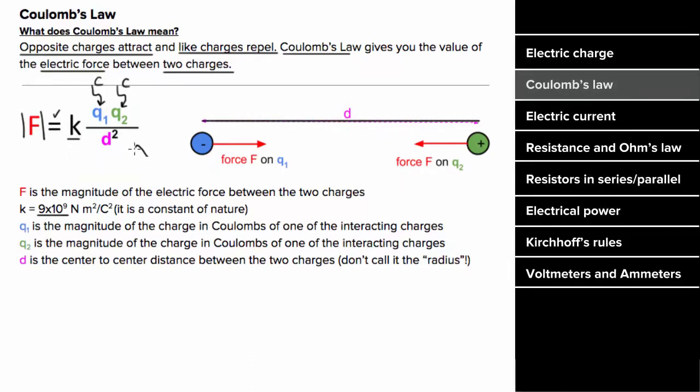You can't forget to square this distance, and it's got to be in meters if you want to find SI units of newtons for the force. Also, don't rely on the negative and positive signs of the charges to tell you which way the force points. Just use the fact that opposite charges attract and like charges repel, and use Coulomb's law to get the magnitude of the force. So what's an example problem involving Coulomb's law look like?